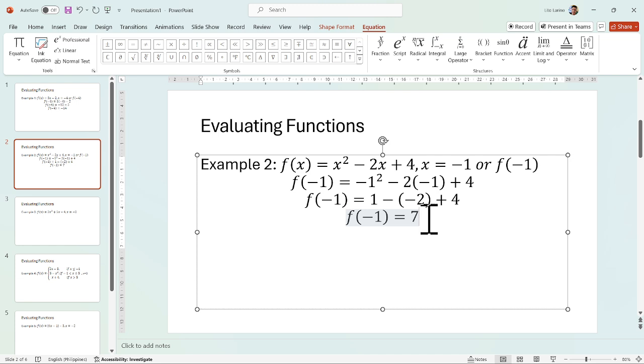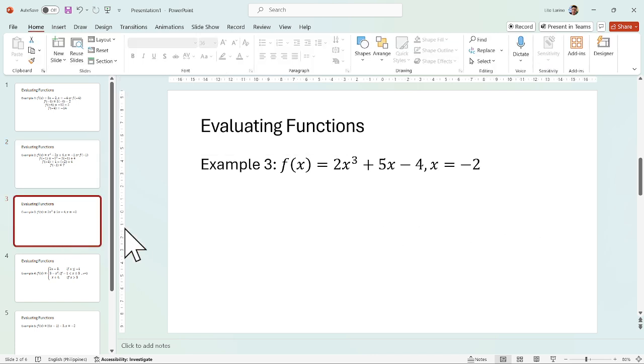Or, the value of our function f of x equals x squared minus 2x plus 4 when x is equal to negative 1 is 7. When x is negative 1, y is 7. What did we do? We simply substitute, no? Replace our variable with its given or specified value.